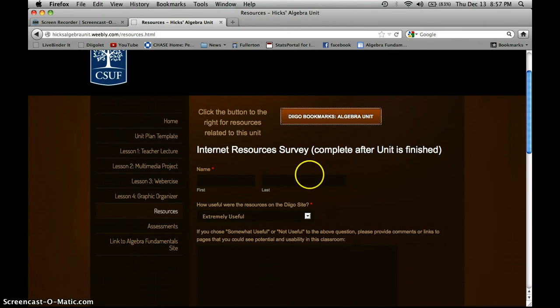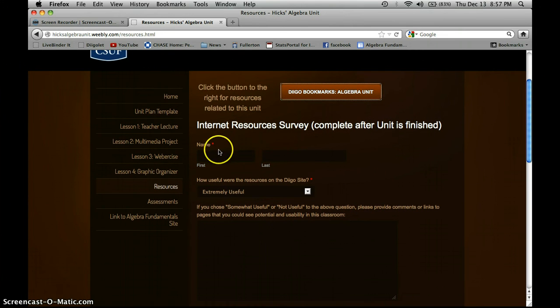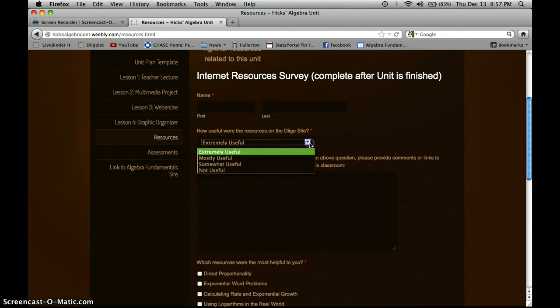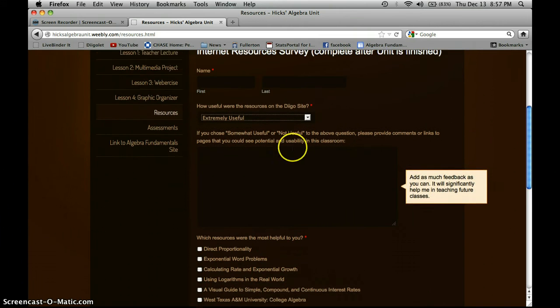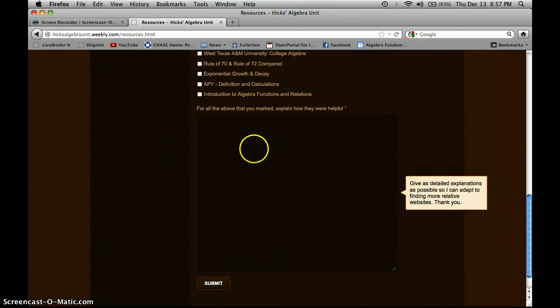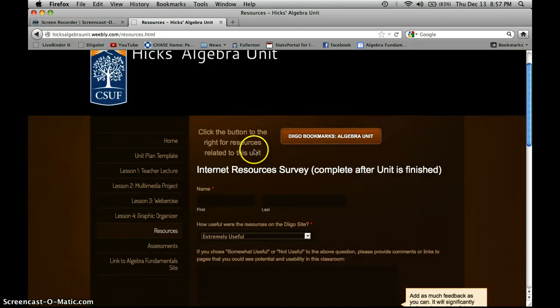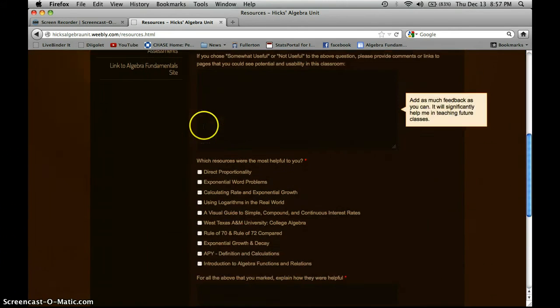And then as it's noted right here, complete after the unit is finished. It's a survey, so they can type in their name and then they can just answer all these questions about what was useful to them, what they liked the most, and it sends it to my email after they complete it.